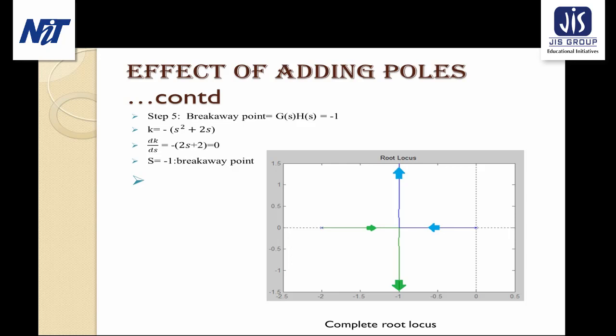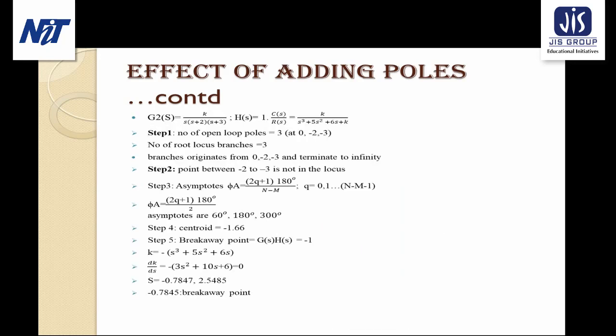Now we are adding only one pole in the system. So as we are adding a single pole, the system becomes k by s into s plus 2 into s plus 3. That means at minus 3 location a pole is added to the system, and the feedback remains the same, that is 1, and the closed loop system is calculated as k by s cube plus 5s square plus 6s plus k equal to 0.